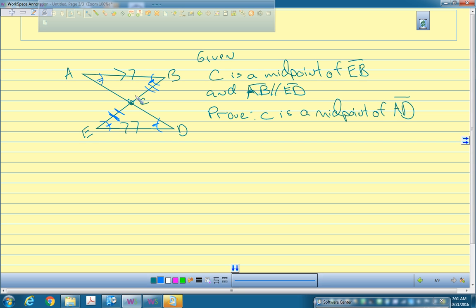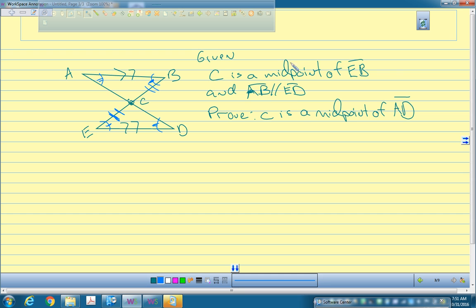Angle, side. Or I could use the vertical angles and go angle, side, angle, but I already have 2 pairs of angles, so I could go angle, angle, side. So these triangles are congruent because of angle, angle, side. Therefore, side AC has to be congruent to side DC because of corresponding parts. Therefore, C is a midpoint, by definition of a midpoint.